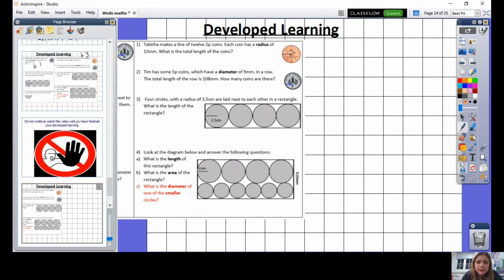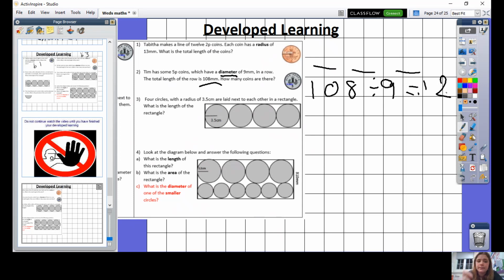Tim has some 5p coins, which have a diameter of 9 millimetres. The total length of the row is 108. How many coins are there? How many 9 millimetres will fit into 108? 108 divided by 9 is equal to 12.